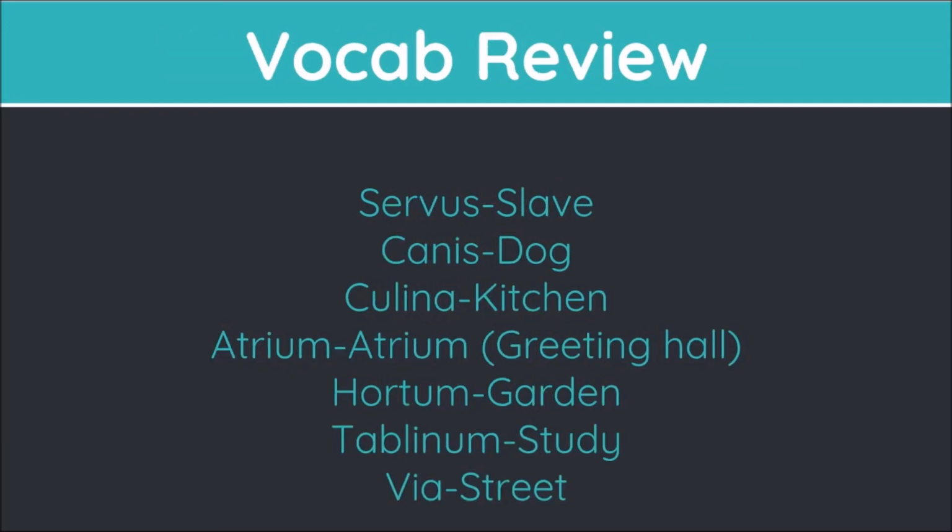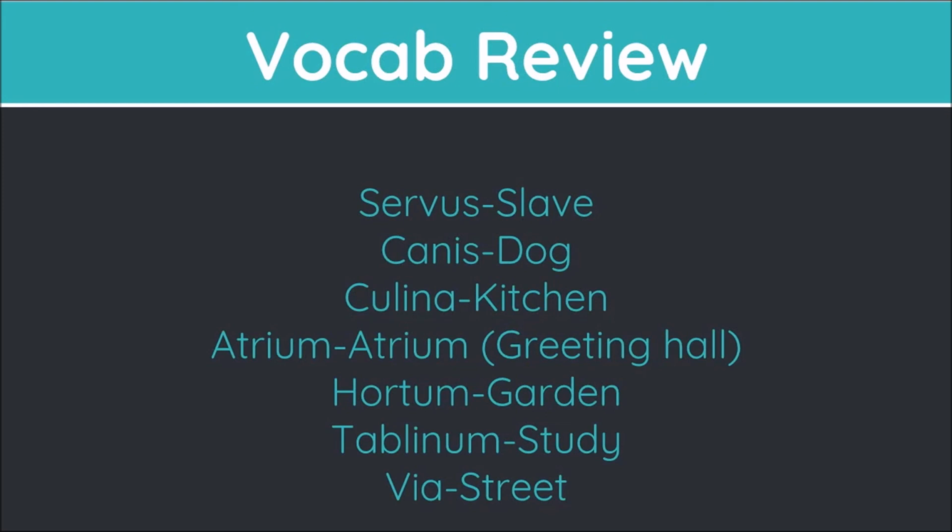Now let's do a quick break with some vocab review we used today. Servus means the slave. Canis means the dog. Culina is the kitchen. Atrium is the atrium or greeting hall. Hortum is the garden. Tablino is the study. And via is the street.